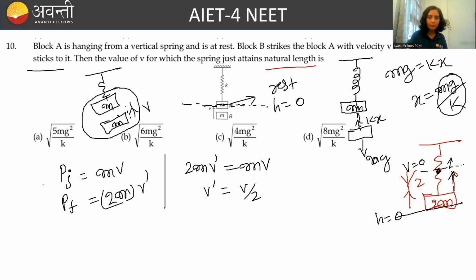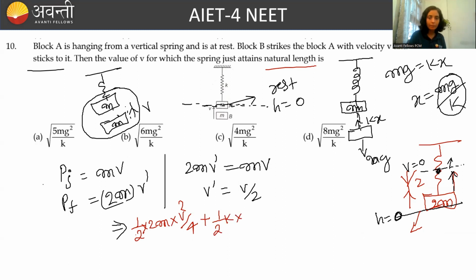Let me take this as the datum line, h equal to 0. We have to calculate the value of v, so let's conserve energy. During this process no non-conservative force is acting, so we can conserve mechanical energy between these two points. So what will be the mechanical energy here? At this point it has kinetic energy, half into 2m into v square by 4. It also has potential energy stored in the spring, which is equal to half k.